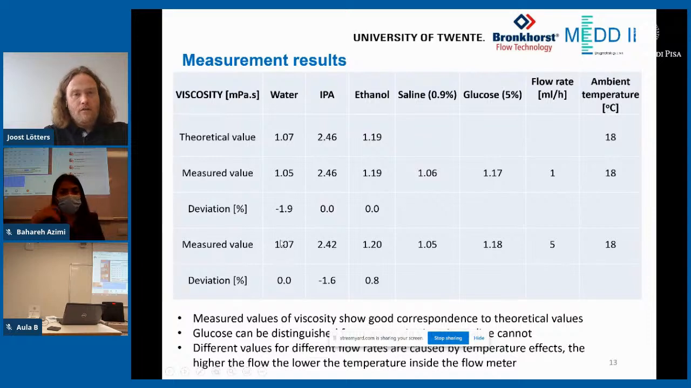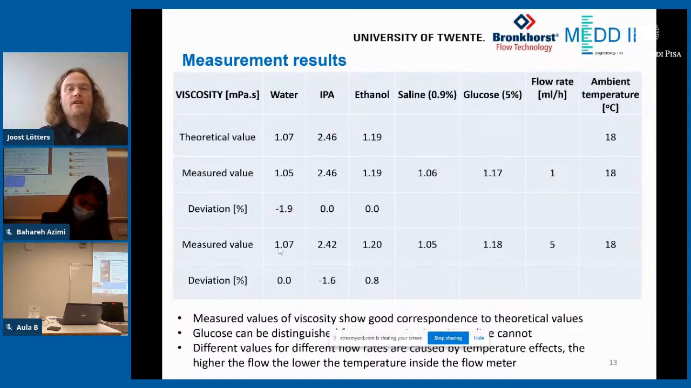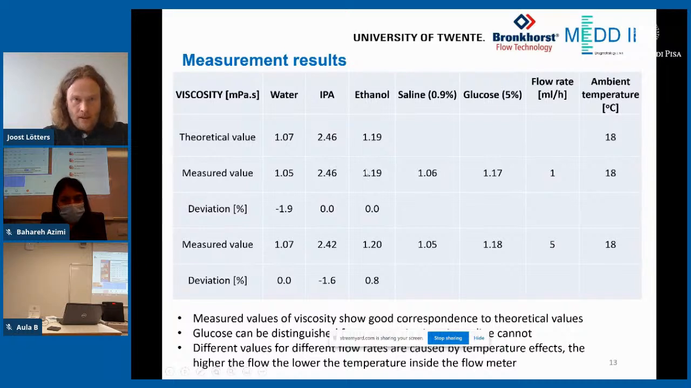So of course, therefore, this value, the deviation was 0% because we set it to that value. We calibrated the instrument, and then we just applied the other liquids as is through the system. And the nice thing is what you see is also at other flow rates, so 1 milliliter per hour, and with EPA and with ethanol. So the measured values of the viscosity were corresponding quite well to the theoretical values. So that's nice. And also for glucose, we found this value, and for saline solution.